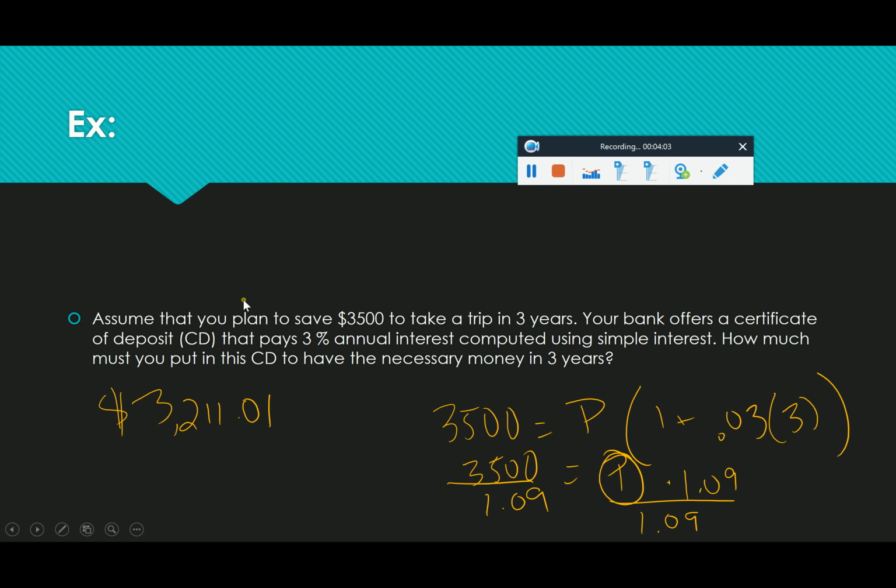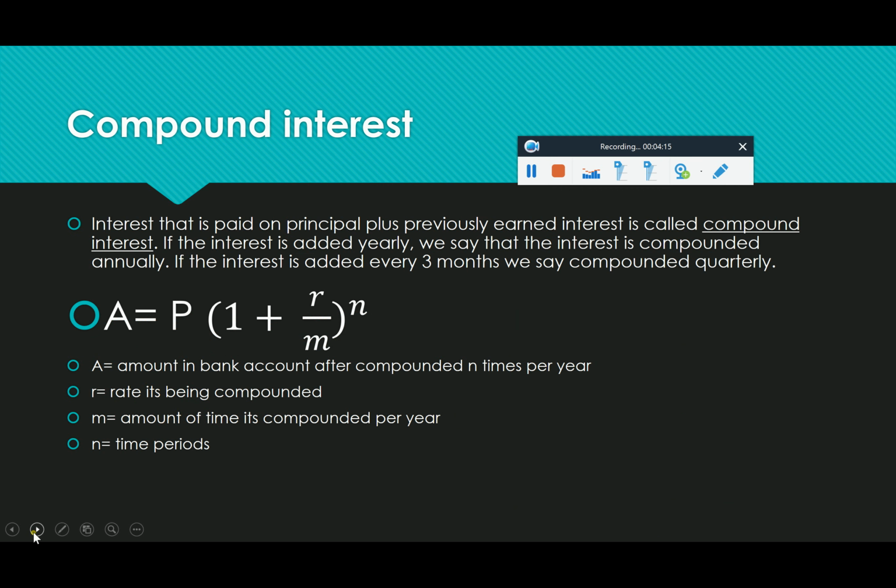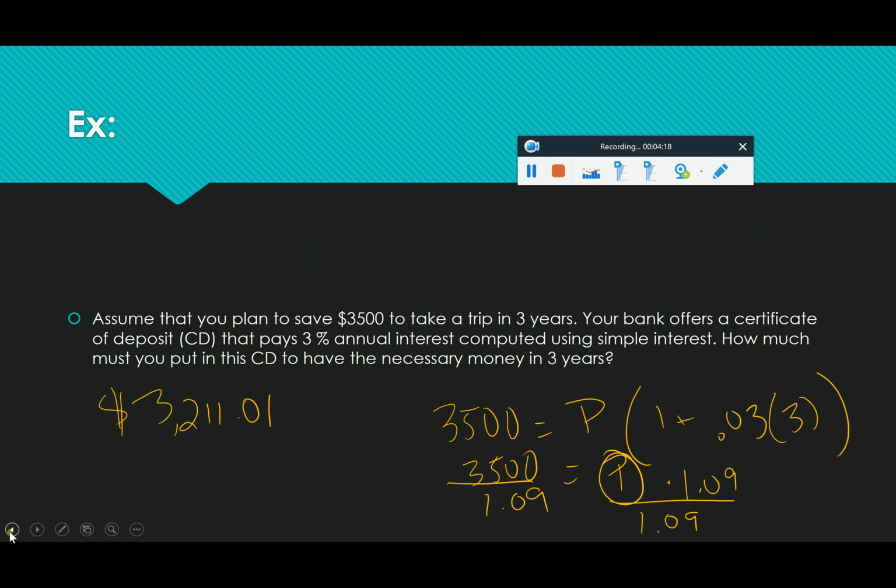So this is how much you would need to put into your account if you want to have $3,500 in 3 years. And you can figure out again how much interest that would be by just subtracting them. This is pretty much called your present value. You're trying to figure out the present value, so that if you wanted, you could create a new formula for that. But anyway, all right.